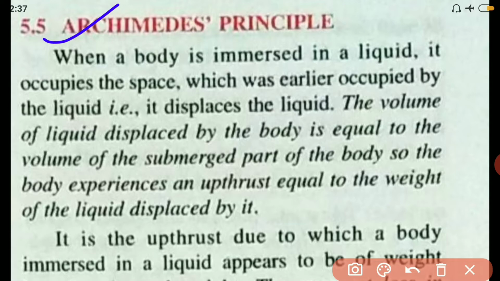So when a body is immersed in a liquid, it occupies the space which was earlier occupied by the liquid. That is, it displaces the liquid. The volume of the liquid displaced by the body should be equal to the volume of the submerged part of the body. So the body experiences an upthrust equal to the weight of the liquid displaced by it. Okay, we have understood till here in our previous video. So let me try to make you understand again.